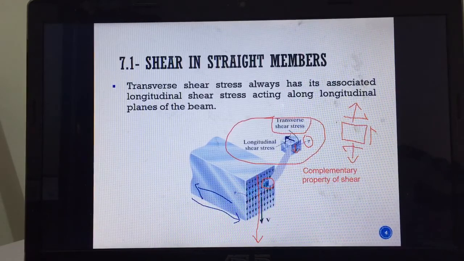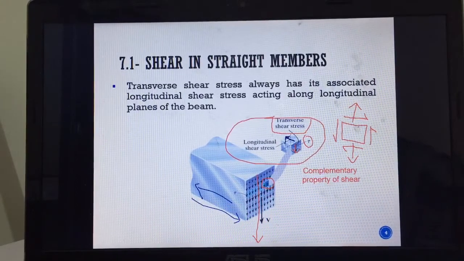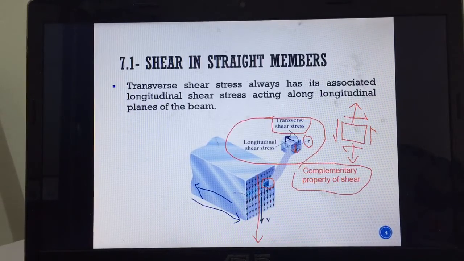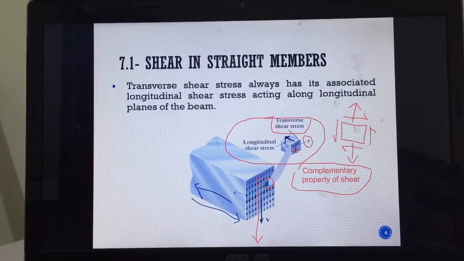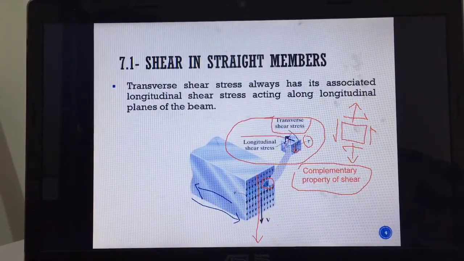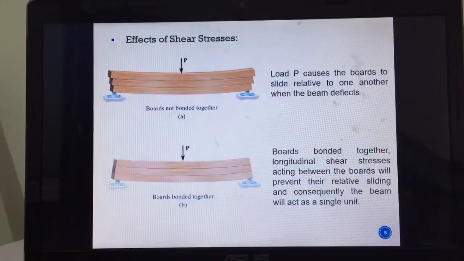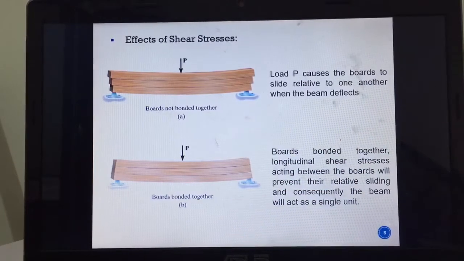Otherwise it won't be in equilibrium. So you need to go back and check this complementary property of shear. This understanding of the complementary property of shear will explain why you have the longitudinal shear stress when you have the transverse shear stress, right?